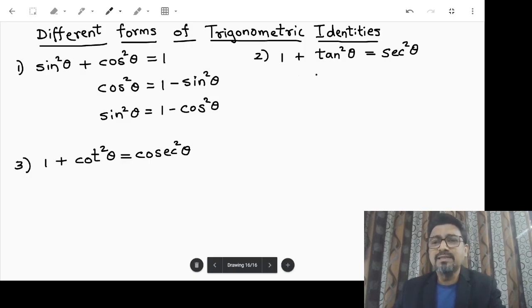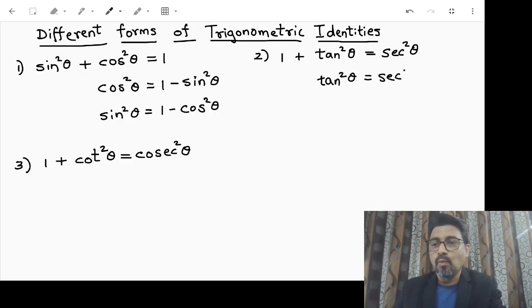Similarly, 1 plus tan square theta is equal to sec square theta. Let's take 1 on the right side. I will have tan square theta is equal to sec square theta, 1 will become negative on the right side, so sec square theta minus 1. Now from 1 plus tan square theta is equal to sec square theta, let's shift tan square theta from left side to right side. I will be getting 1 is equal to sec square theta minus tan square theta.